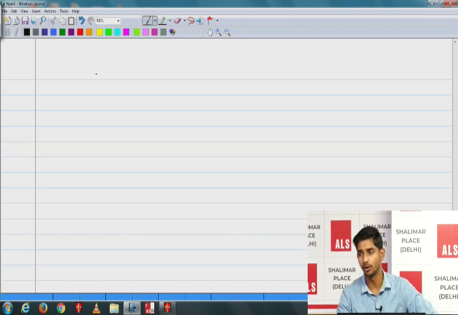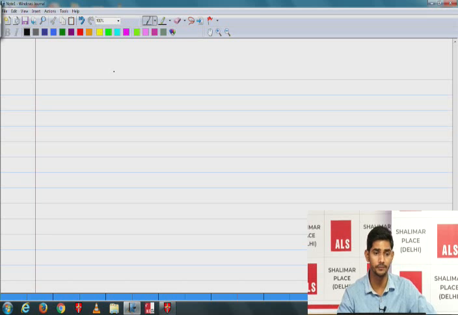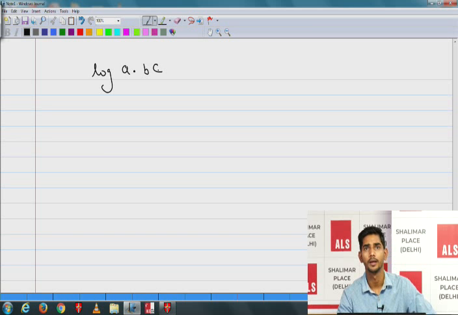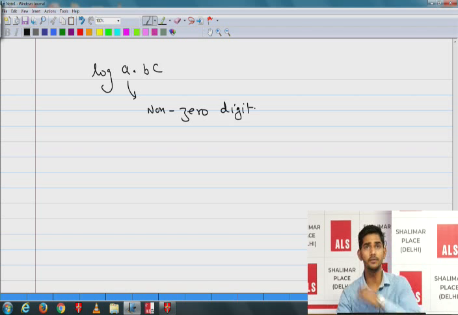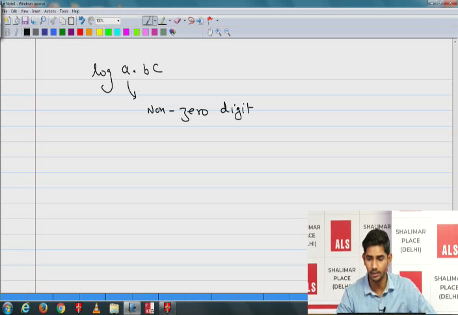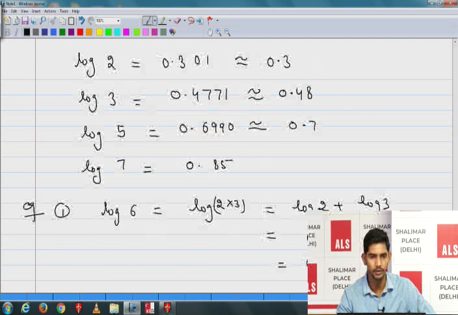By the use of the log table, the number should be present in this format: log A point B C. It means after the first non-zero digit, there must be a decimal. This is the format, and you can check that every number is in this format.